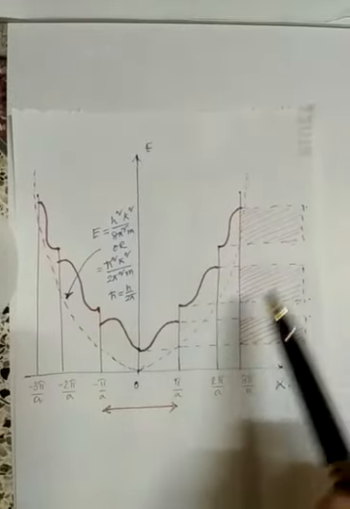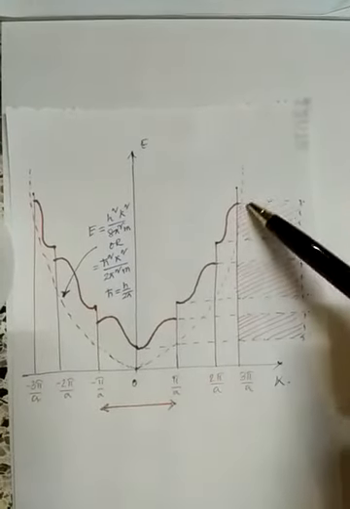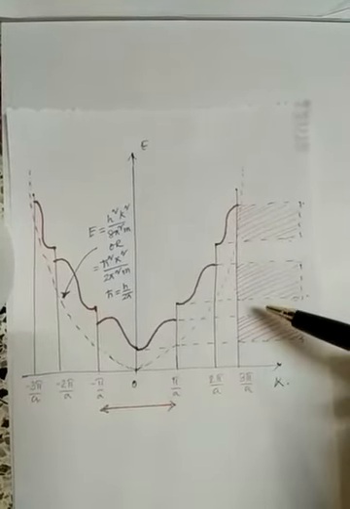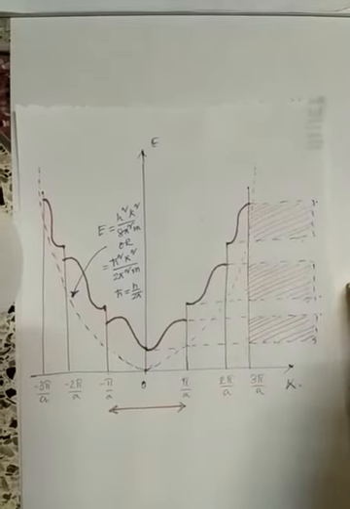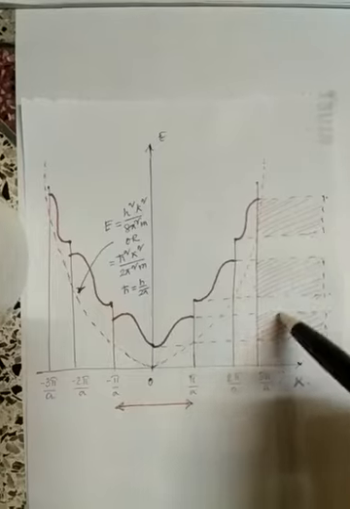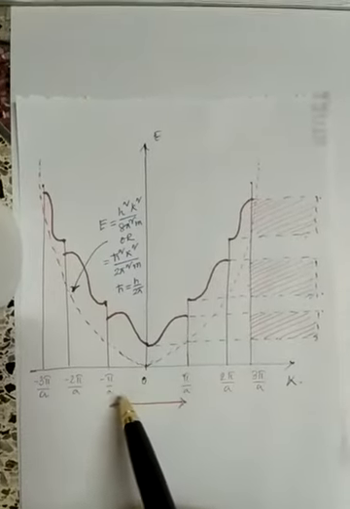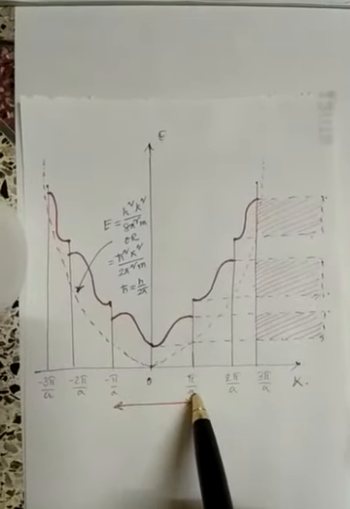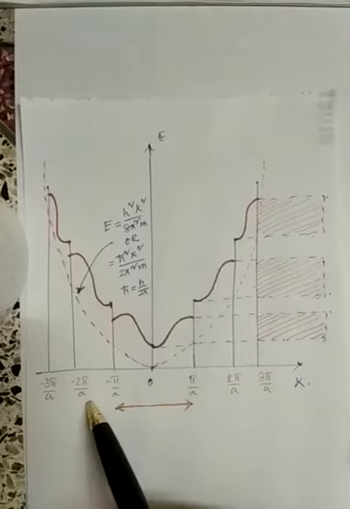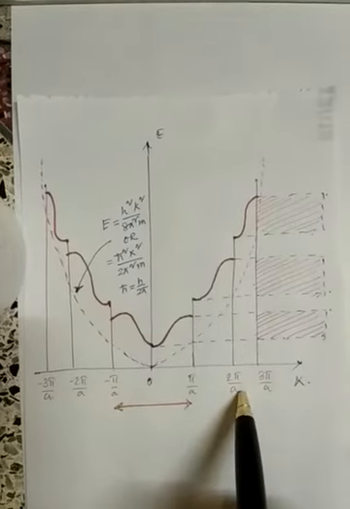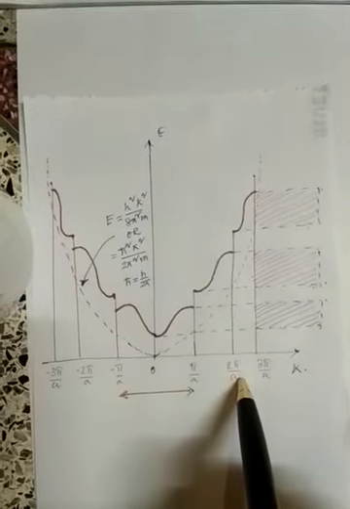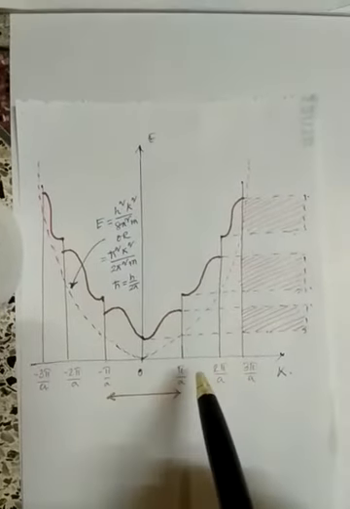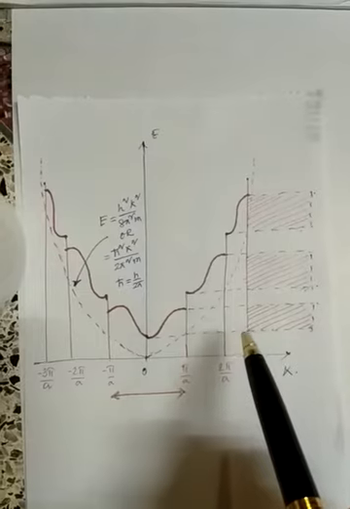I have divided some zone, and this kind of zone that I have shaded over here is nothing but the allowed zone. And what is Brillouin zone? The Brillouin zone is in between minus pi by a to plus pi by a, and similarly minus 2 pi by a to plus 2 pi by a. And how it is happening, I will explain. Don't worry about that. Here I am just doing a little bit of explanation.